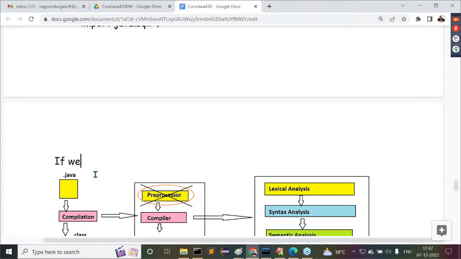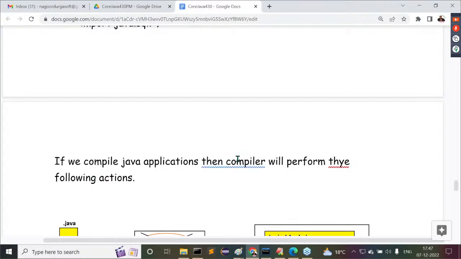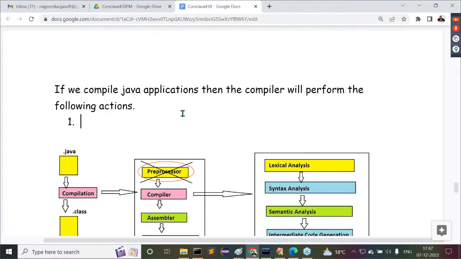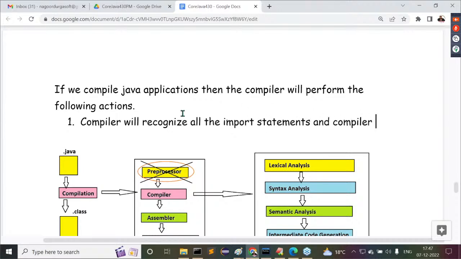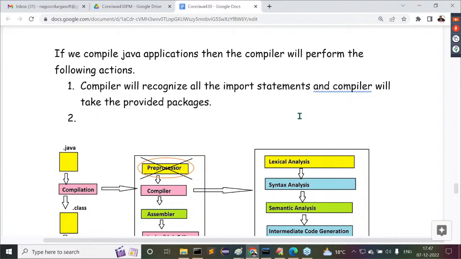Now observe carefully. The next point I'm telling you. If we compile a Java application, then the compiler will perform the following actions. What actions is the compiler able to perform there? Point number one: the compiler will recognize all the import statements and take the provided packages. This is point number one.